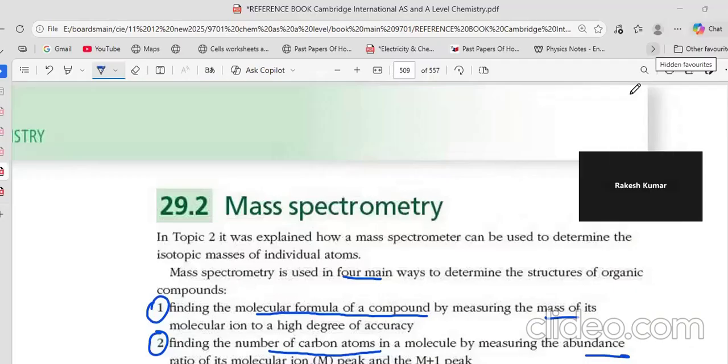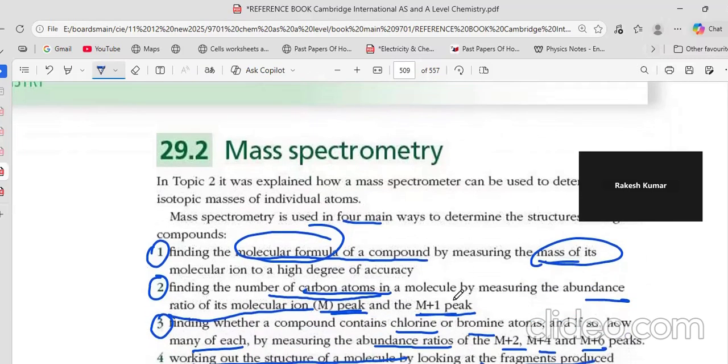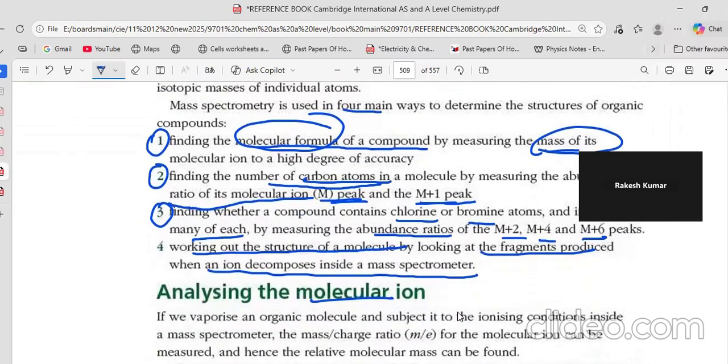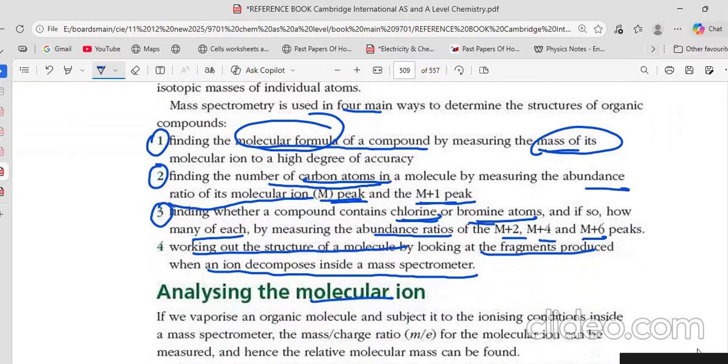Look, mass spectrometry can be used to find the molecular formula by measuring the mass. One, by finding the abundance of the M and M plus one peaks, you can find the number of carbon atoms, because there's C12 and C13. Then you can find how many chlorine or bromine atoms there are by seeing the relative abundance of M plus 2, because these are isotopes. Chlorine and bromine have isotopes.